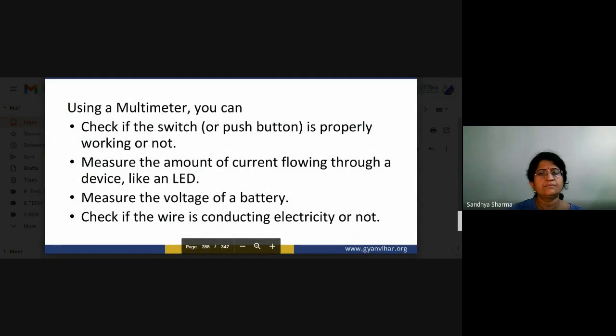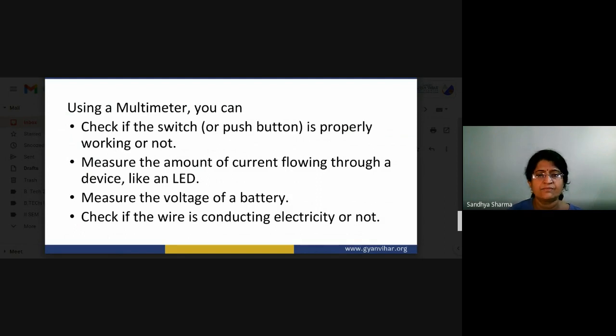Now using a multimeter, you can check if a switch is properly working or not. You can basically check the continuity state also. You can measure the amount of current flowing through a device. Suppose there is any type of current flowing, then by using the multimeter, you can measure the value of current.